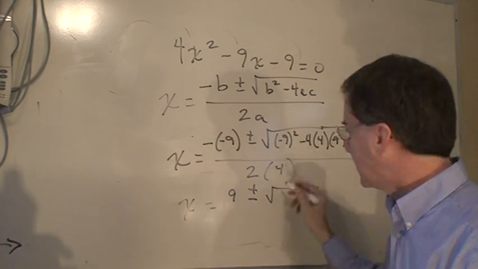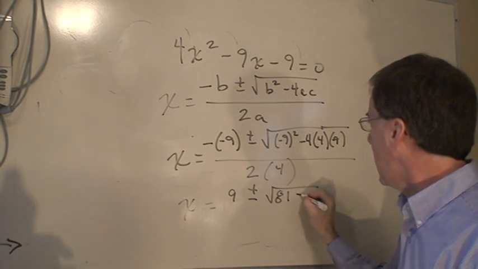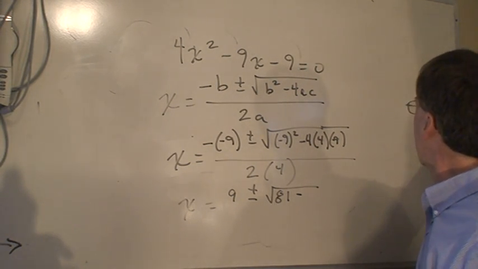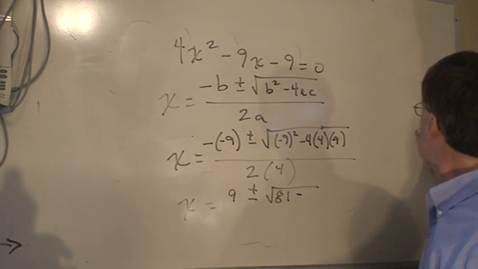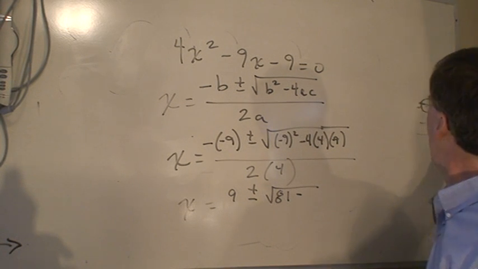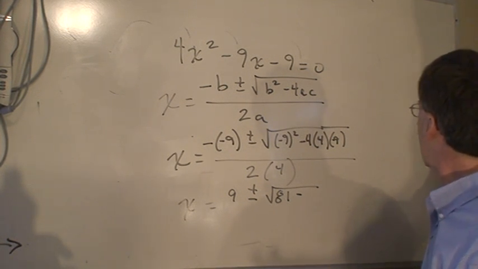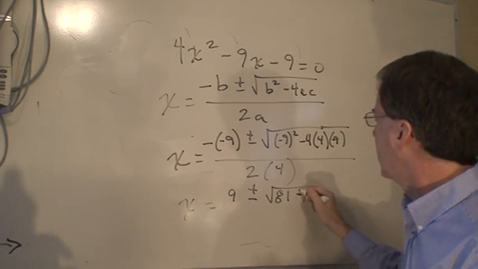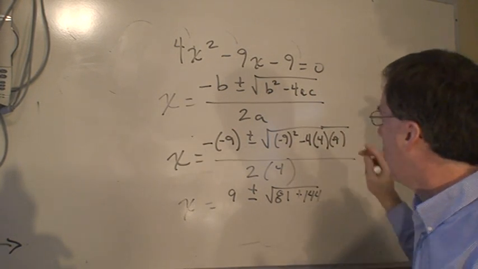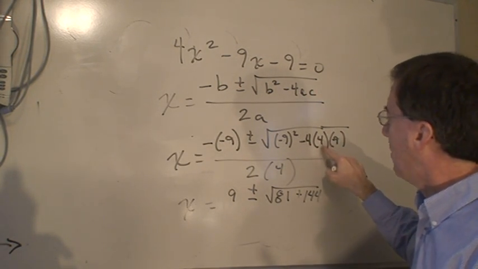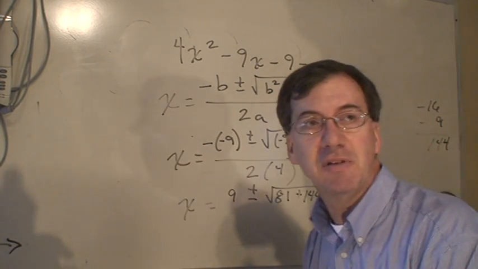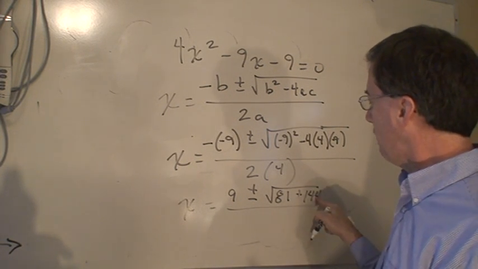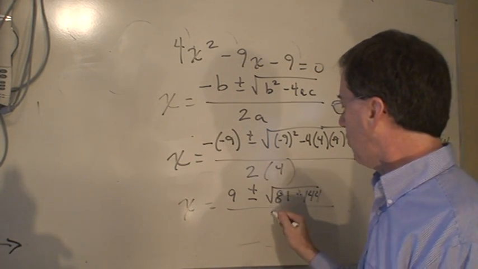Negative 9 squared is a positive 81, minus negative 4 times 4, which is a negative 16. And then I've got a negative 16 times negative 9, which is 144. So it's actually 81 plus 144, because I have a negative times a positive times a negative, so a negative times a negative is a positive. So I have 9 plus or minus the square root of 81 plus 144 all over 2 times 4, which is 8.